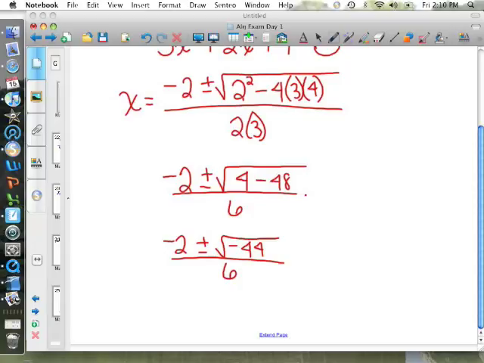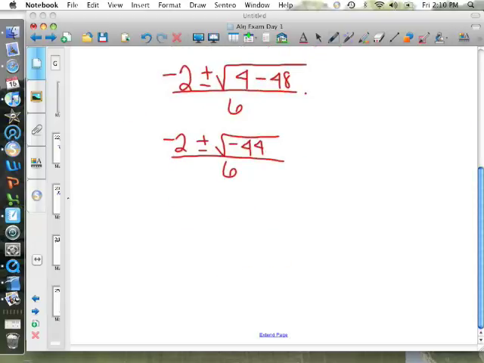Two squared is 4. 4 times 3 times 4 is negative 48. And when you put it together, you have a negative 44. No, that's not your answer. You can reduce, first off, you have the square root of a negative, so you have to identify this as imaginary. And 44 is 2 times 2 times 11, which means you can take out a 2. So it's negative 2 plus or minus all that over 6.